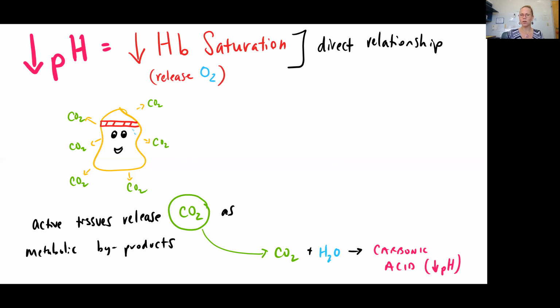Tissues that are active are releasing carbon dioxide gas, which you already knew. What you might not already know is that carbon dioxide gas combines with water to make carbonic acid. Carbonic acid is an acid, so it is going to lower the pH of the surrounding fluid. So again, here we're seeing a metabolically active tissue changing the environmental conditions, making it more acidic.